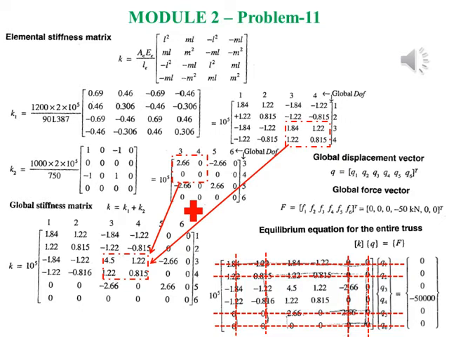So the equilibrium equation comes to be K into Q is equal to F. So global stiffness matrix we have deduced, the force vector we have deduced, the displacement vector we have deduced. So now substituting this in the equilibrium equation.